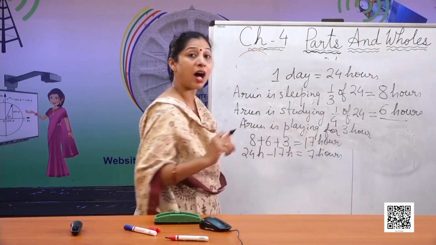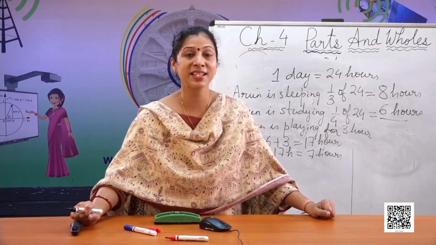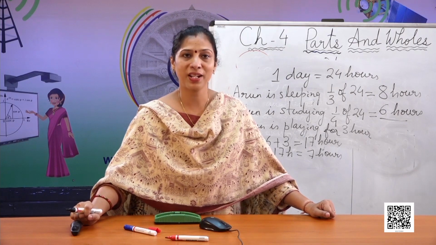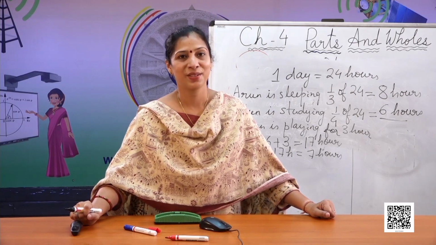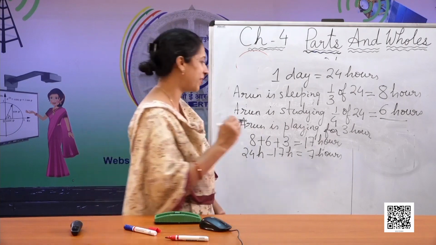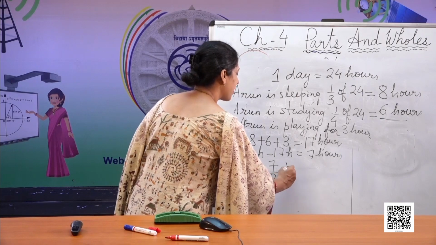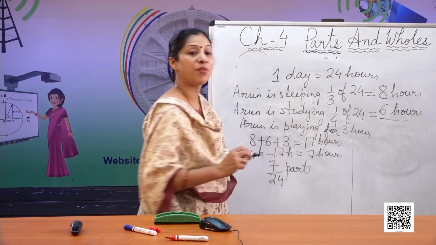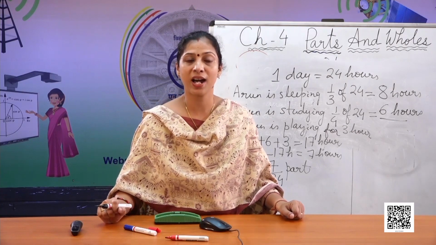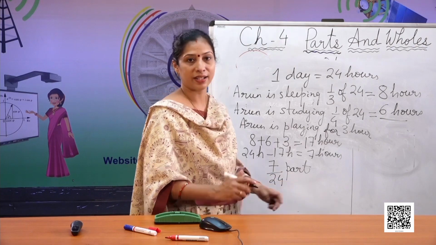7 hours out of how many hours? Total number of hours is? Yes, children, 24. So 7 out of 24. So what part of the day does he use for other activity? 7 by 24 part he uses for other activity. 7 by 24 part he is using for other activities.